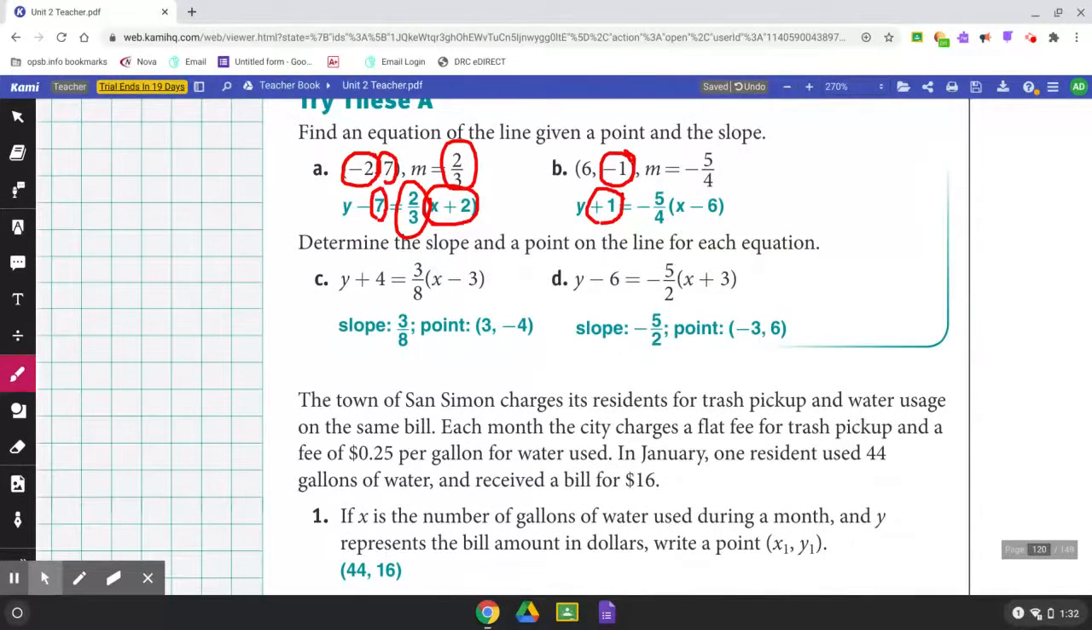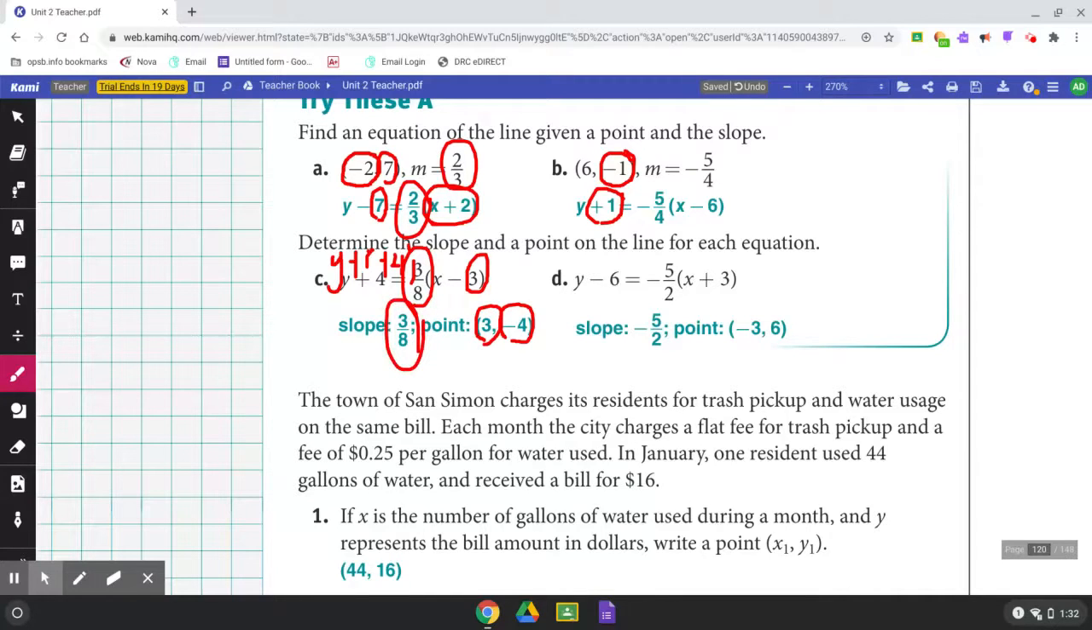Determine the slope and a point on the line for each equation. Now, remember, this had to be y minus -4. Well, let me fix that. This had to be y minus -4 in order for that to simplify to y plus 4, because two negatives make a positive. So if -4 is my y, then that's the y value of my point. And then minus -3, and then my slope is 3/8.